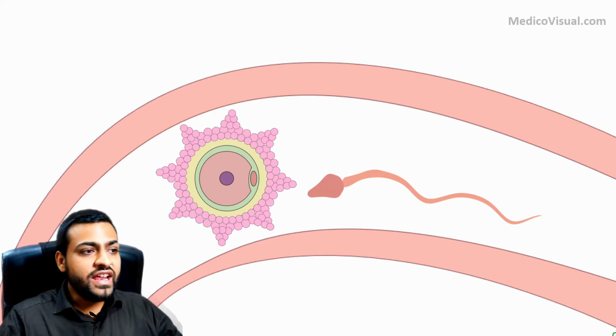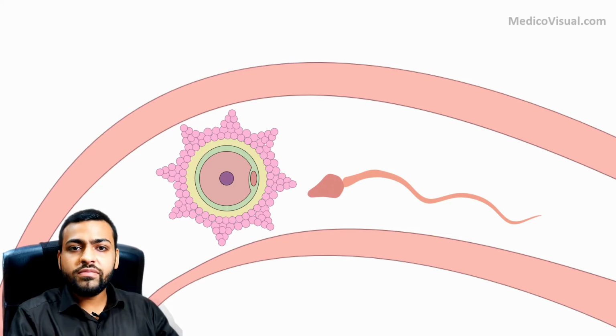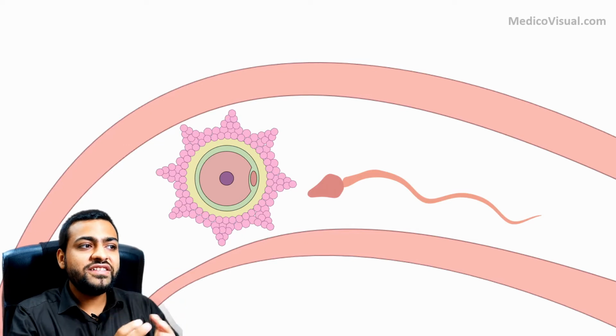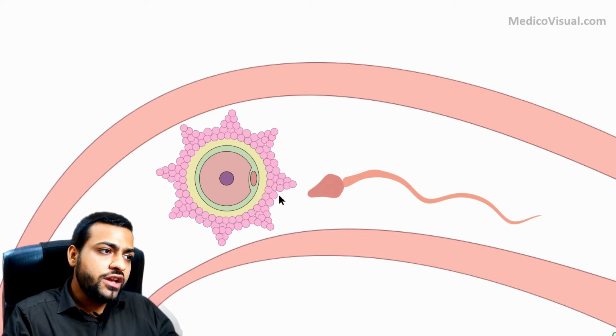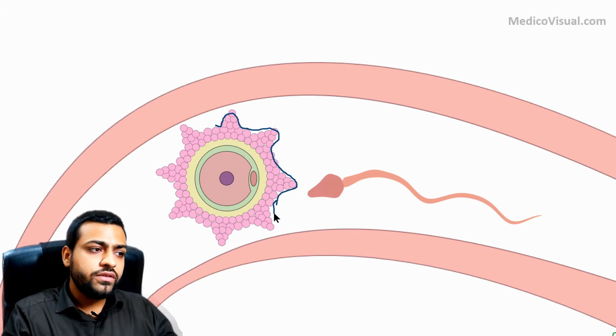It cannot still transport its nucleus into the cytoplasm of the oocyte. Why so? Because the oocyte is guarded, protected by lots of follicular cells, right? It is surrounded by lots of follicular cells that form this crown-like structure, and this structure is called corona. What is this? Corona radiata, right?